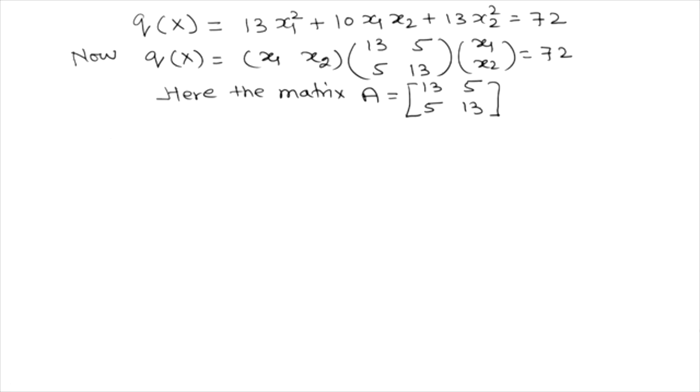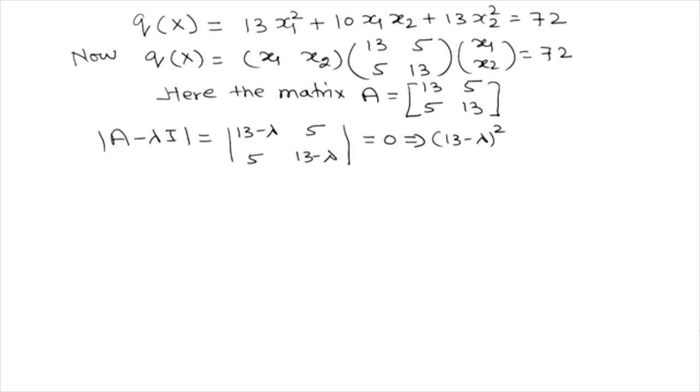So, here if I calculate the eigenvalue of the matrix A, it comes out to be determinant of [13 minus lambda, 5; 5, 13 minus lambda] equals 0. So, if I solve it, it will be (13 minus lambda) whole square minus 25 equals 0. This gives me eigenvalue as lambda equals 8 and 18.